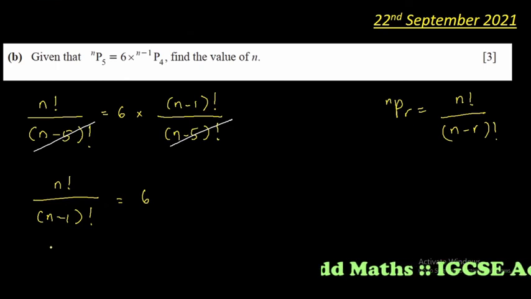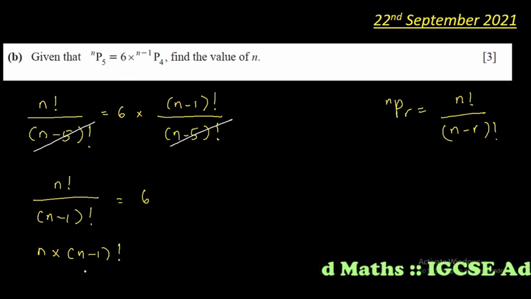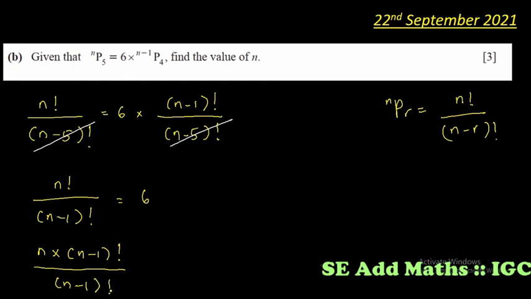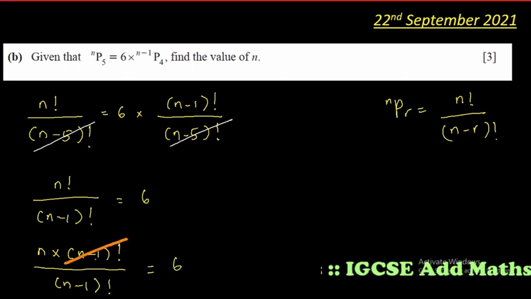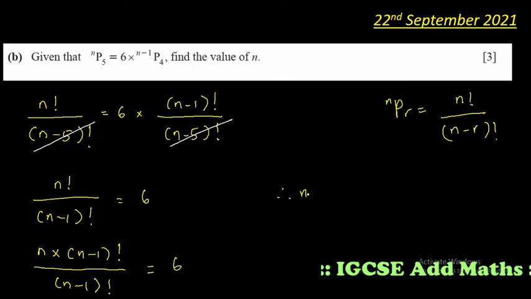Try to simplify further. So I will write here n times n minus 1 factorial. I choose to stop here because I want to match with this denominator here. Once you choose to stop here, then you can cut. That's the reason. So from here you can get the answer. Therefore, n equals 6.